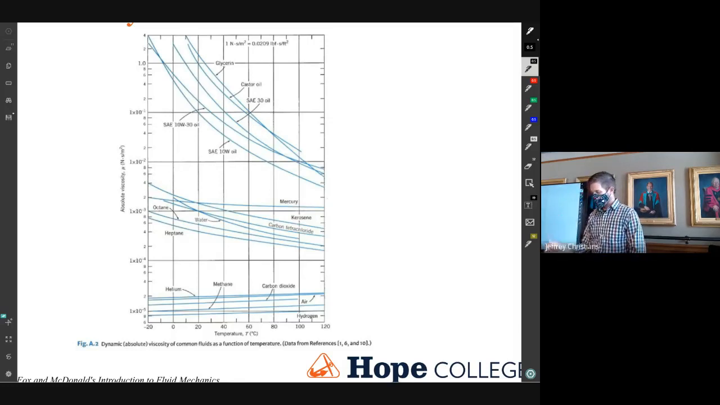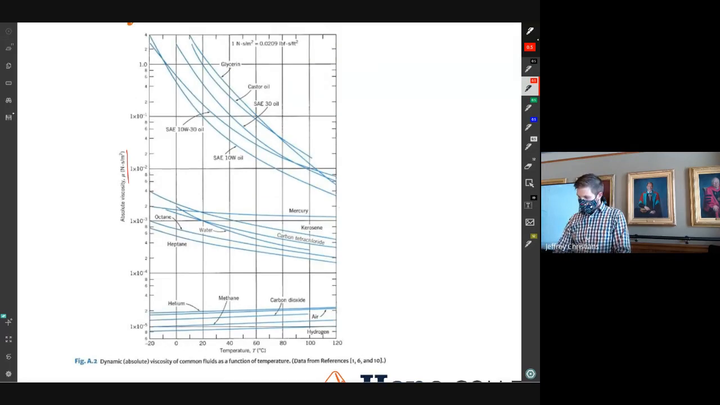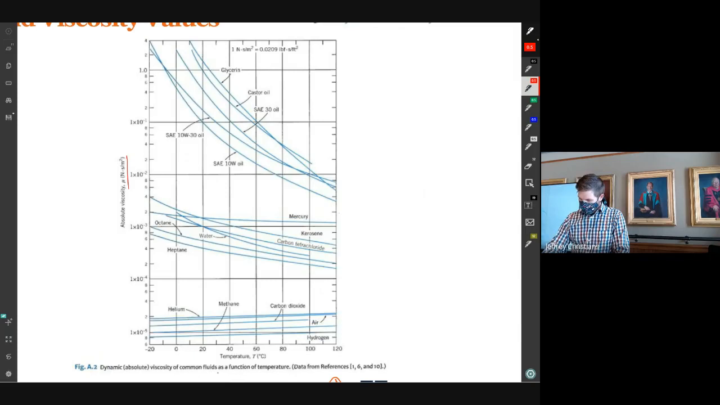Also, viscosity will change with temperature, for both gases and liquids. For liquids, they get thinner as they get hot. So you can see this is the viscosity, mu, in a chart from our book, in Newton seconds per meter squared, so Pascal seconds. We can see some oils are up here. They're getting a lot thinner, a lot less viscous as they get hotter. This is going from -20 C up to 120 Celsius.